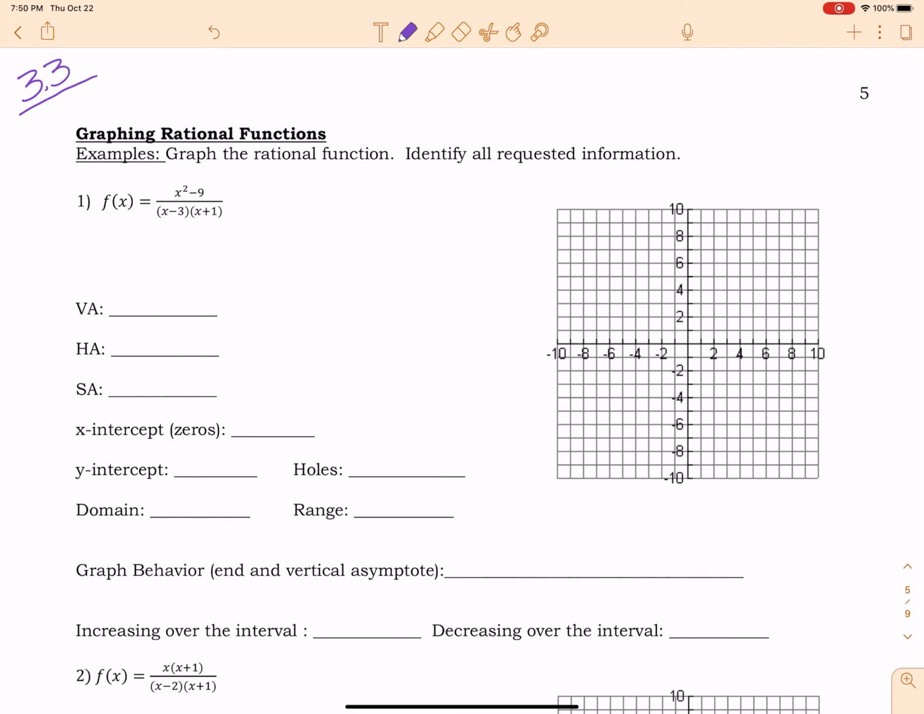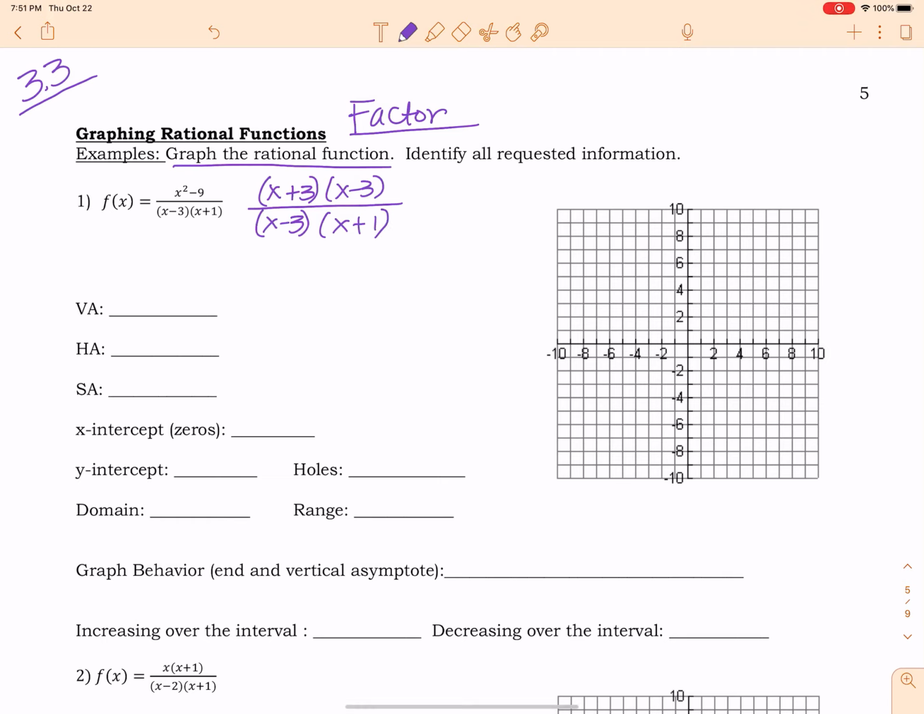So we are going to graph these rational functions and identify all of the information to make it easier to graph. I'm going to start, of course, with the very first thing we always want to do, which is factor everything that can be factored. So I am going to factor the numerator, and the denominator is already factored.